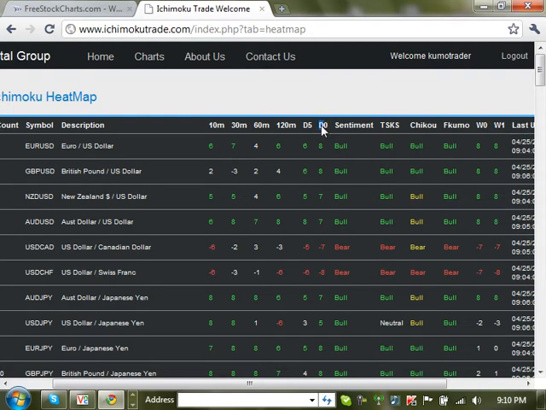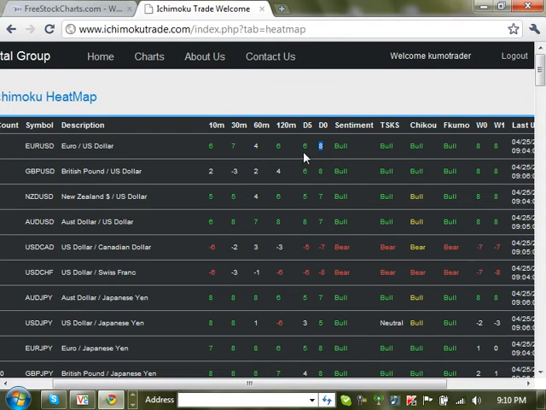D0 is the current daily rating. D5 is the rating from 5 days ago. W0 is the rating for the weekly time frame, and W1 is the weekly time frame rating from a week ago. So what we're really looking for is D0 to be 5, and then the weekly to conform with it.